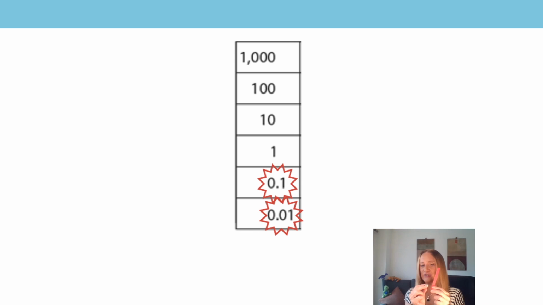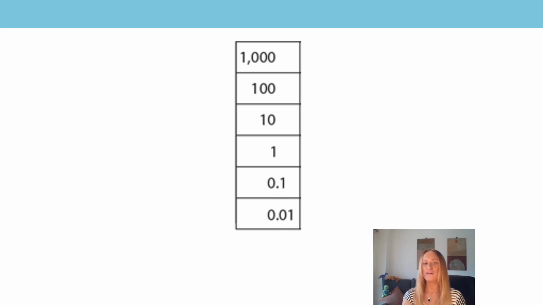0.01 is 1/10 of the size of 1/10, and 1/10 is 10 times the size of 1/100th, because 10 100ths has the same value as 1/10. Brilliant. Shall we have a look and see if we can apply that all through this chart then?